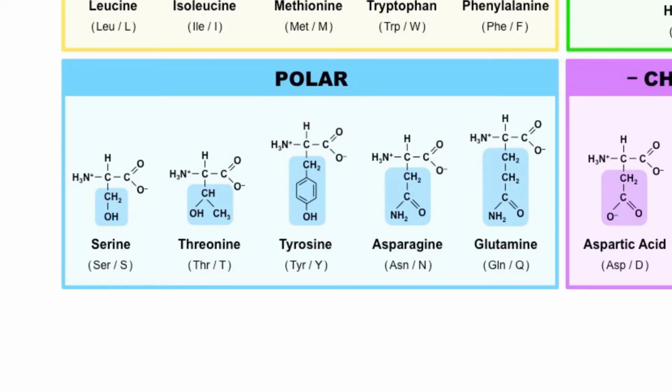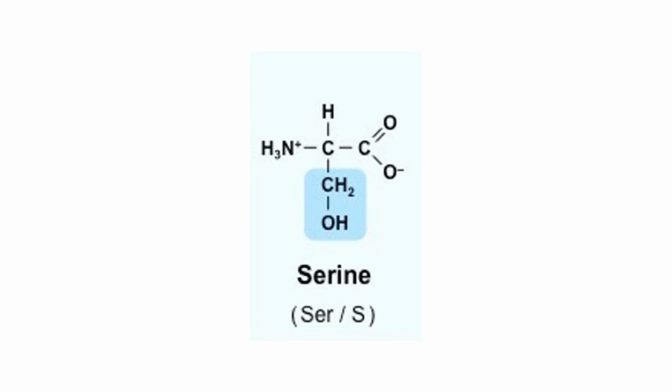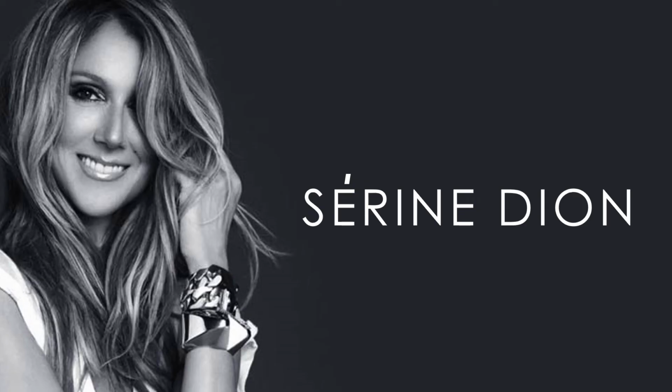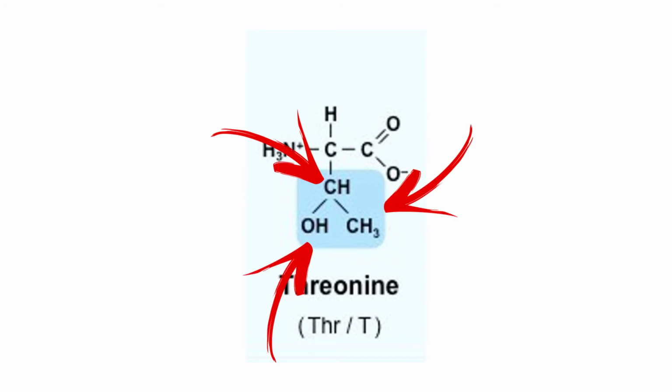Now on to the polar ones. It shouldn't come as a surprise that all of these have hydroxyls or oxygens which can become negatively charged. Serine, did you know she makes great music? Threonine, we have three things, CH, O, and 9. I don't have a funny joke for why CH3 is 9.